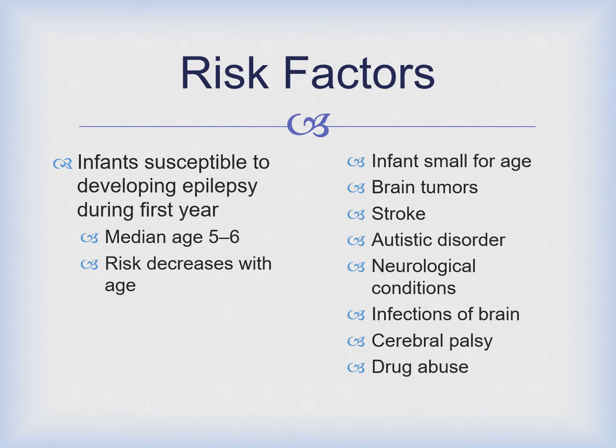Other risk factors here: infants that are small for their age. Thinking about maybe a preemie or a baby that was having trouble gaining weight. There might be a risk factor there based on their underdeveloped CNS. We've talked about brain tumors and stroke, neurological conditions, autistic disorders, anything really here on this list you can think of that alters brain function, brain chemistry, or brain structure. You could attribute it to a risk factor for seizures.